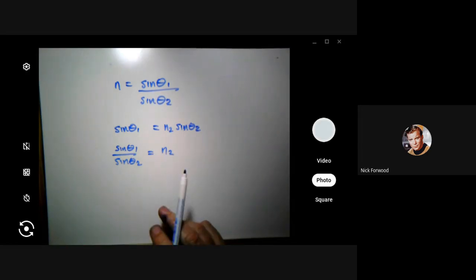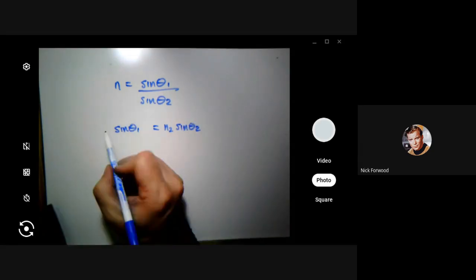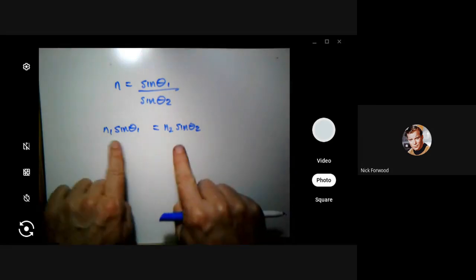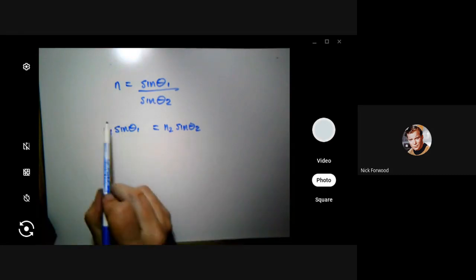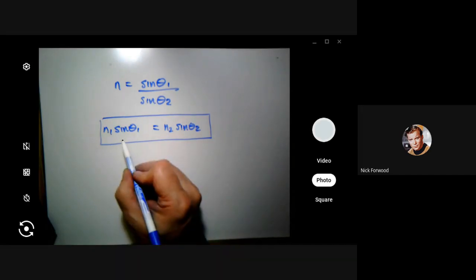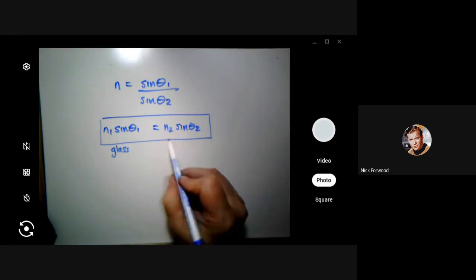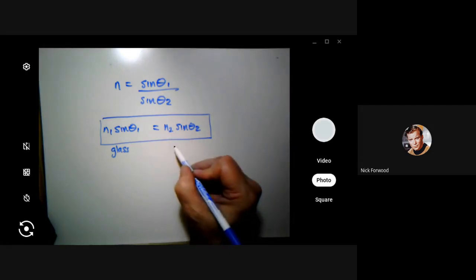If you followed that, all well and good. If you haven't, what you need to remember is that if there are two different materials with two different refractive indices, you have two different angles, and you have to use this slightly amended formula. So this is material 1 or medium 1, the glass, and this would be the refractive index and the angle inside the water.